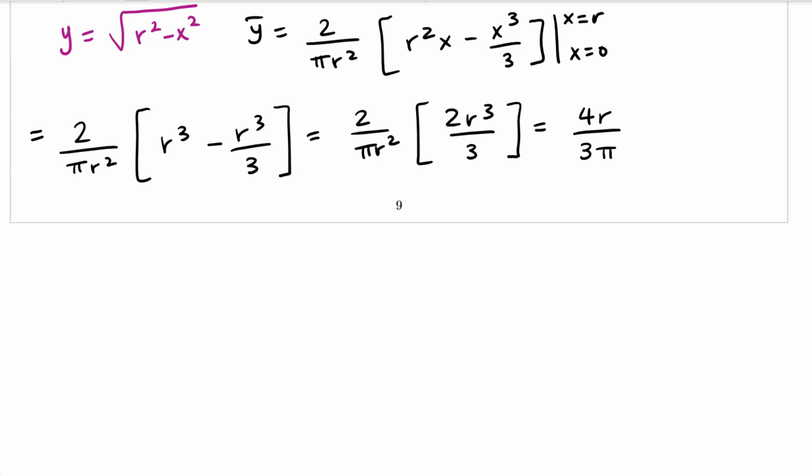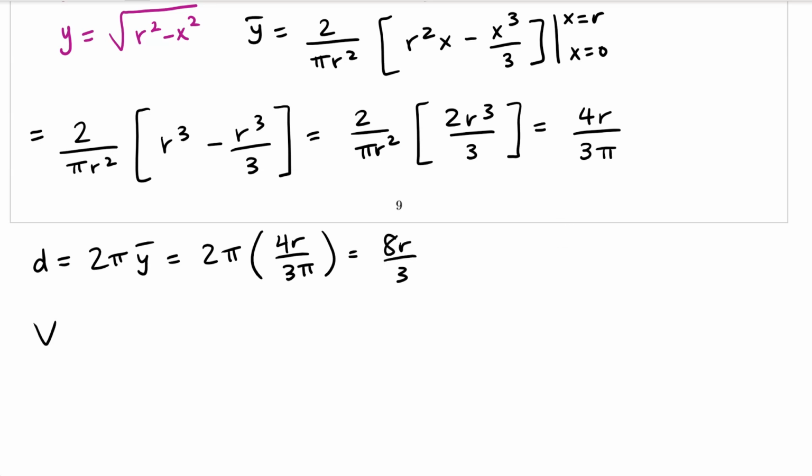And then from here, if we wanted to calculate the distance traveled by the centroid, that would be equal to 2 pi times y bar, which is the value that we just found. So 2 pi times 4r over 3 pi. And that is equal to 8r over 3.